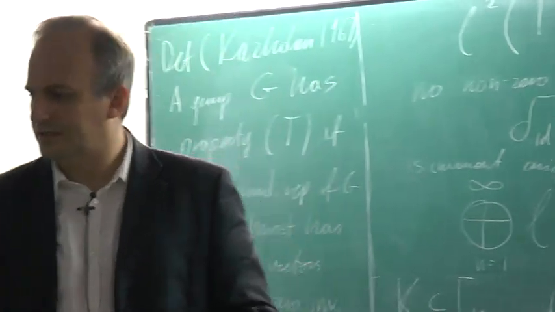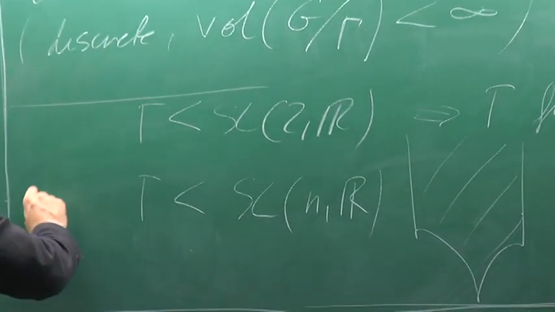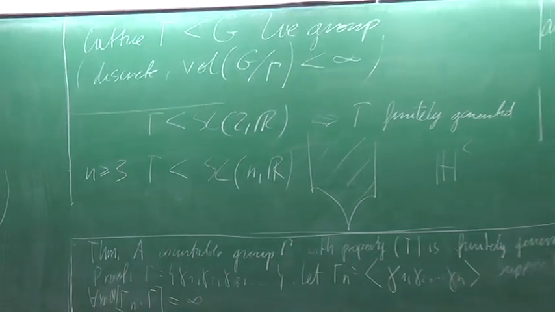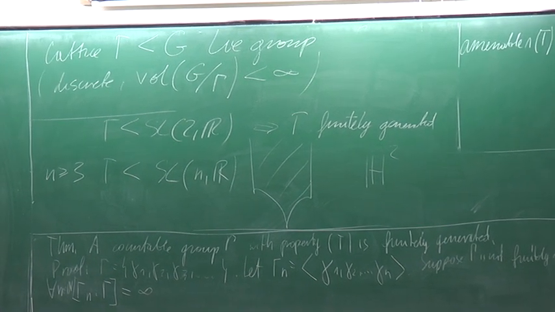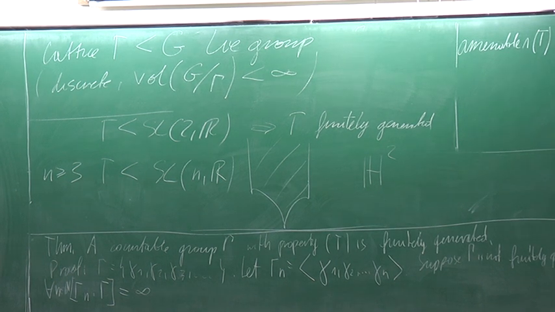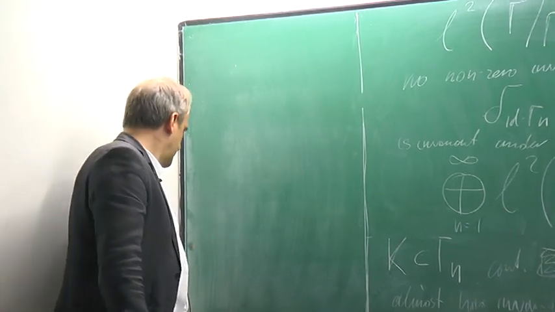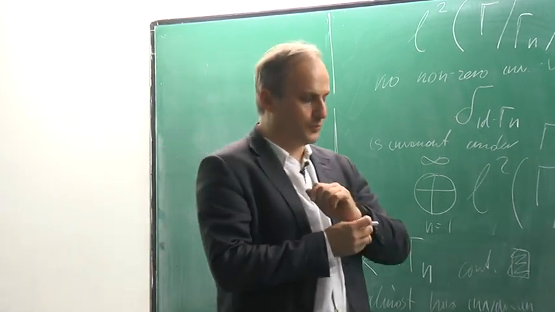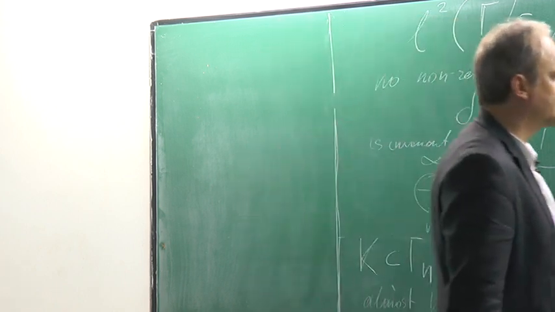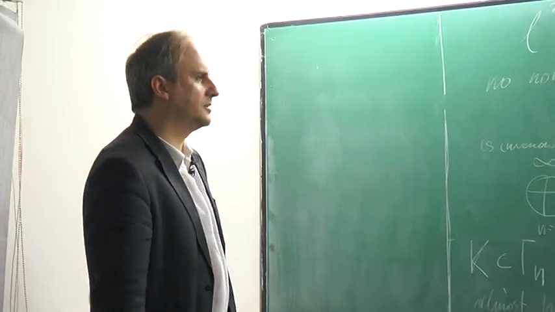So now, how do you prove that such a group, a lattice in SL_n(R) for n at least 3, has property T? Okay, can I erase the definition? And this is the only place where the definition of property T for Lie groups, like SL_n(R), is relevant to us.